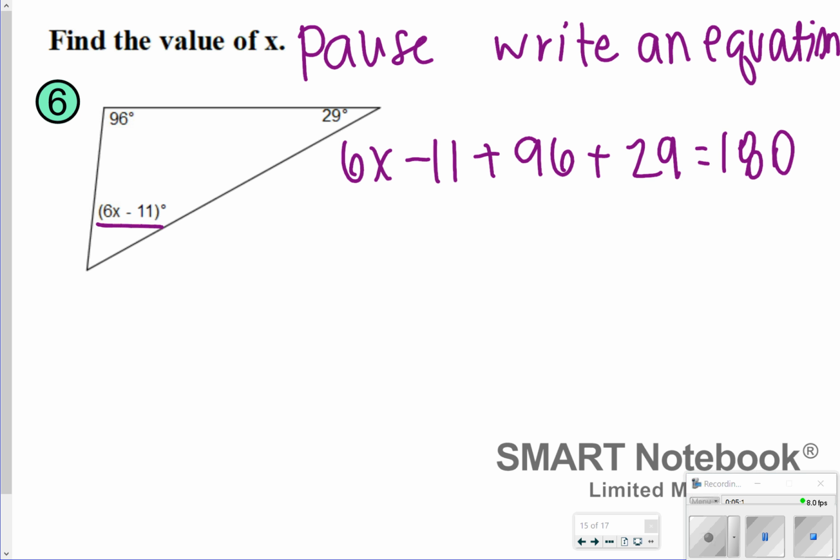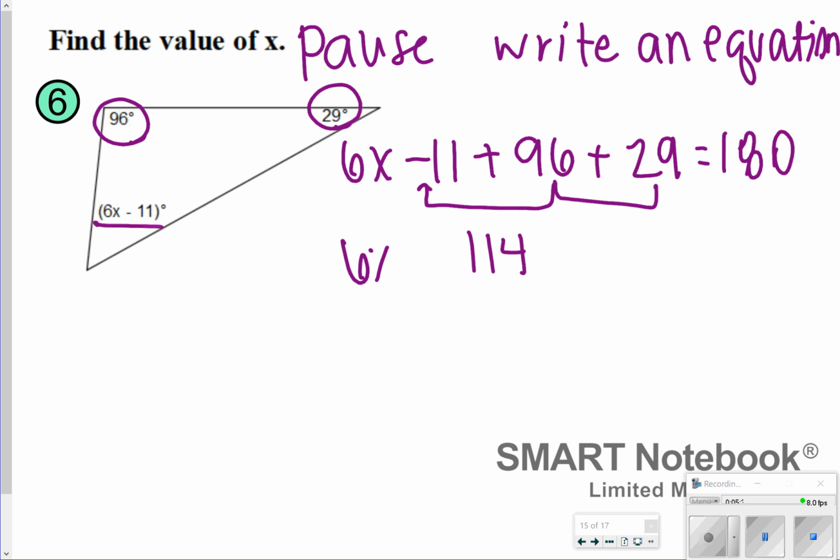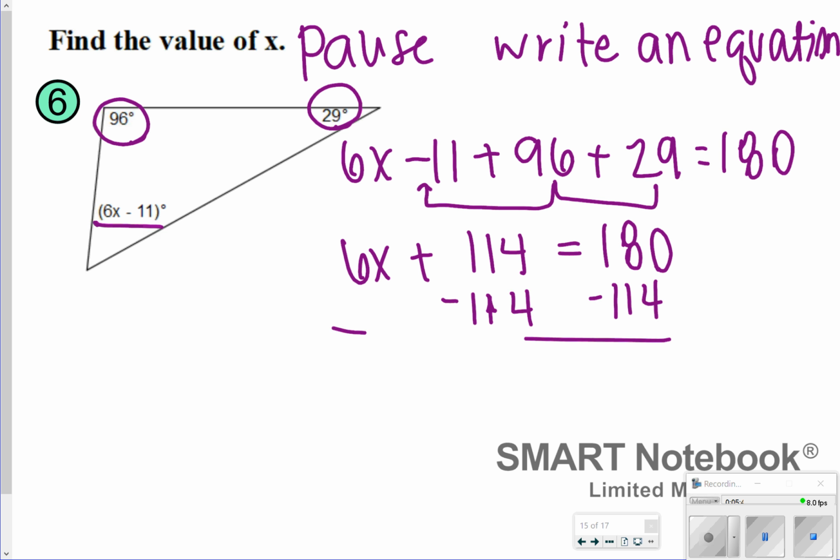Here's my equation put together. I did 6x minus 11 plus 96 plus 29 equals 180. The next thing I'm going to do is put together my like terms. I can put together 96 and 29. That gives me 125, but then I have to do a minus 11, which will give me 114. So I have 6x plus 114 is equal to 180. To get x by itself, I'm going to subtract 114 from both sides. That gives me 6x equals 66. And when I divide both sides by 6, x will be equal to 11.